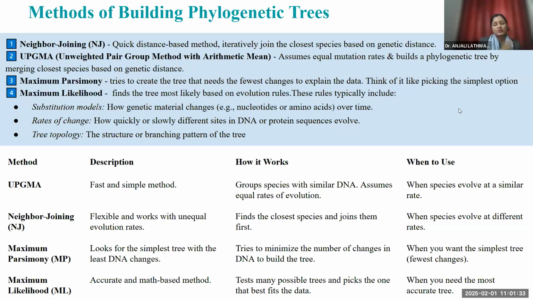It's flexible, and it finds the closest species and joins them first. And when to use it? When species evolve at different rates. And UPGMA is unweighted pair group method with arithmetic mean.